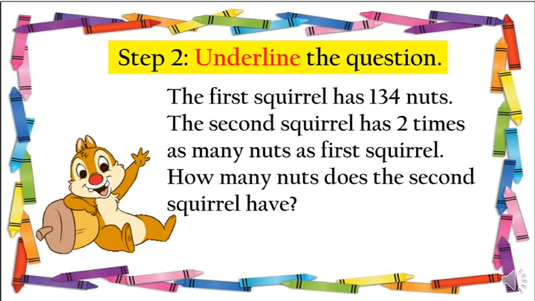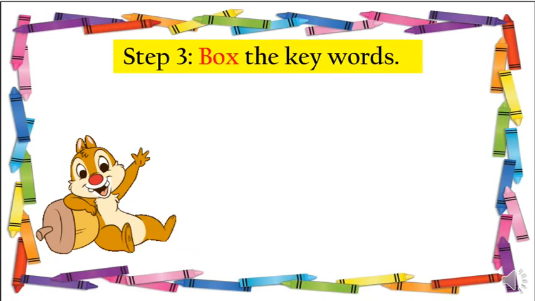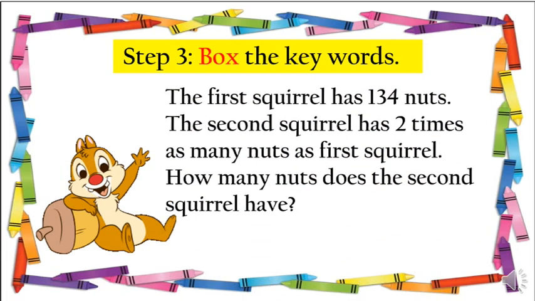Okay, let's go for the third step. As you already know, the third step is to box the keywords. In this word problem, what was the keyword used? Super! The keyword used in this problem is times. So students, draw a box around the keyword.